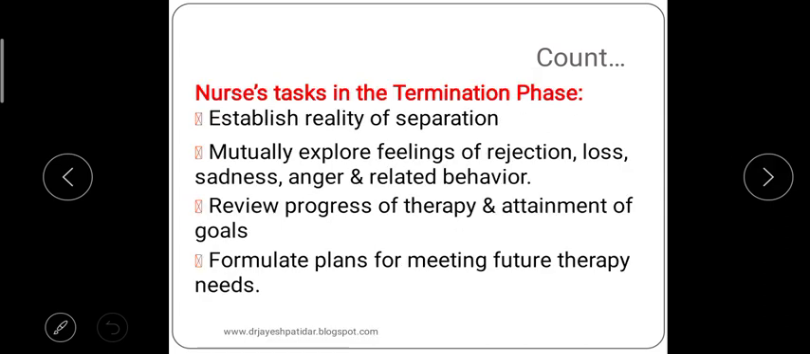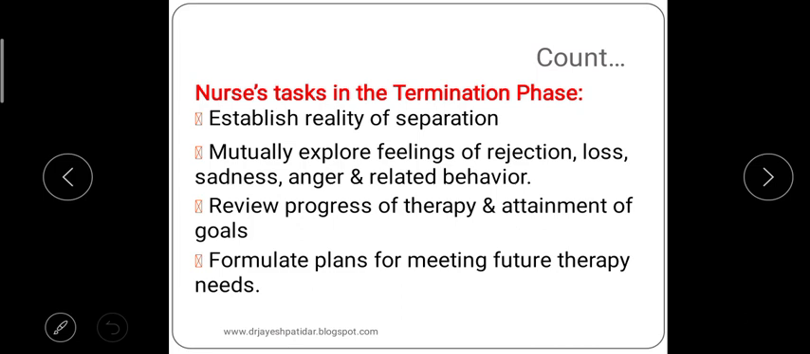Next comes the termination phase. It is the last phase or end phase. After finishing all the interaction or the implementation, here we are going to finish the process or program. In that, we are going to ask the patient to come for a follow-up, to see the effect of whatever we have done in the working phase.